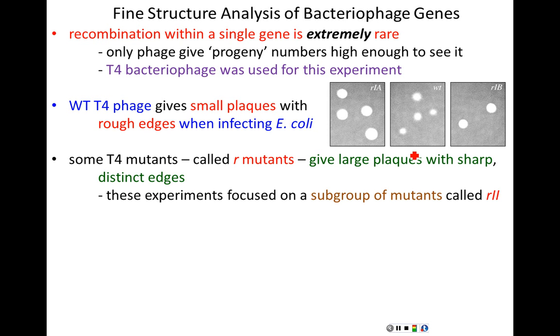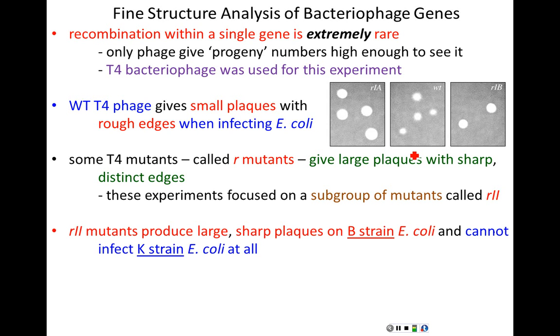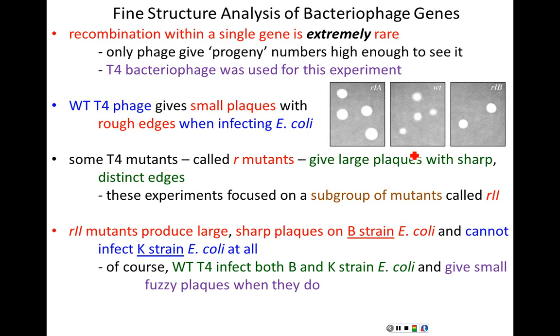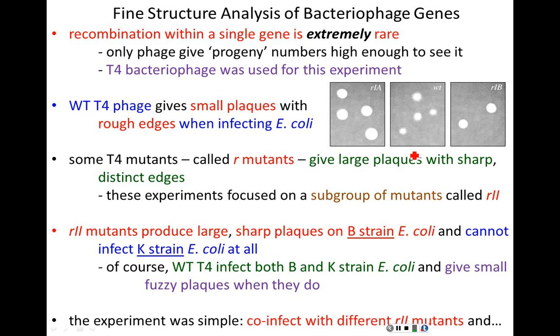The experiments that were done focused on a subgroup of those mutants called R2 mutants, because that's the gene where the mutations occur. R2 mutants produce large, sharp-edged plaques on B strain E. coli and cannot at all infect K strain E. coli. That's the mutants. Of course, wild-type T4 can infect both B and K strain E. coli cells and give that wild-type shape to their plaques, small and fuzzy-edged.